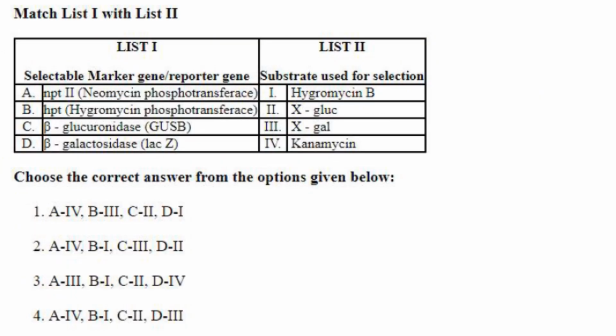Then next one. Neomycin phosphotransferase. Selectable marker gene or reporter gene and substrate used for selection. So neomycin phosphotransferase uses kanamycin. A4. Hygromycin phosphotransferase uses hygromycin. B1. Beta-glucuronidase uses X-gluc. C2. And galactosidase uses X-gal. D3. So the answer here is option 4.